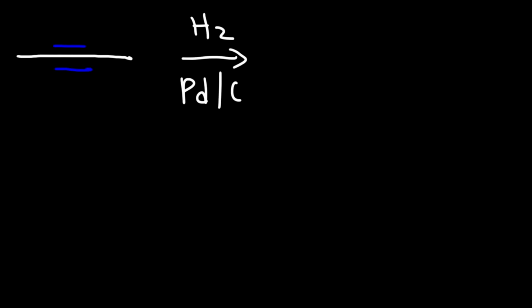Initially, when you add the first hydrogen molecule, this will turn into an alkene. And this reaction occurs with syn addition. The catalyst puts the two hydrogen atoms on the same side. Now, it doesn't stop there.